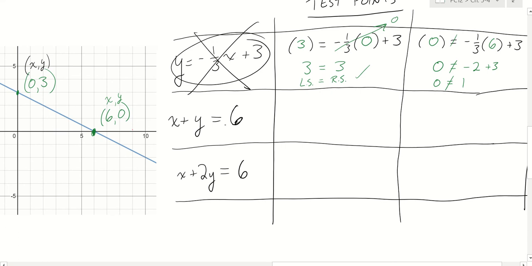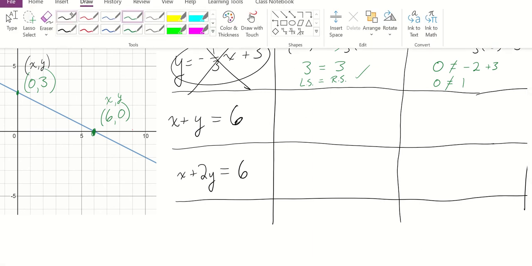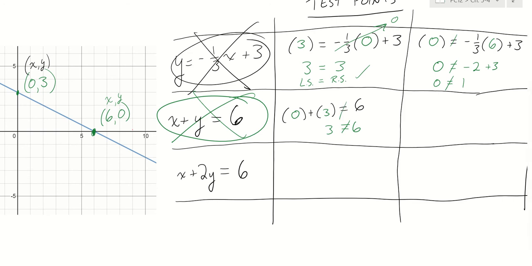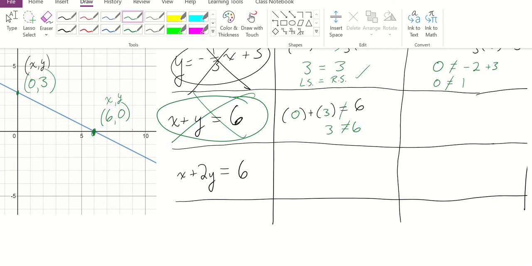into this particular equation. So x plus y equals 6 is the equation. Let's plug in the corresponding values: when x is 0, y is 3. Then we get 3 equals 6, and that is not true. So we can immediately just reject this, right? This point does not work as a solution when we plug in the corresponding x and y values. We get this false statement, and so we reject that equation.